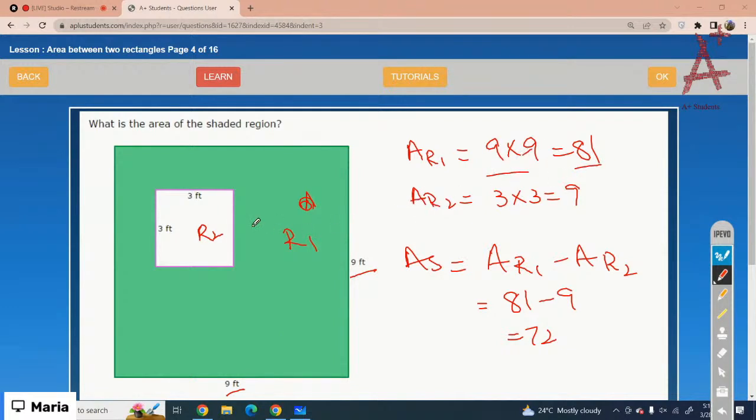Got it? And same way you have to calculate the... Someone called your name. My name is Maria.